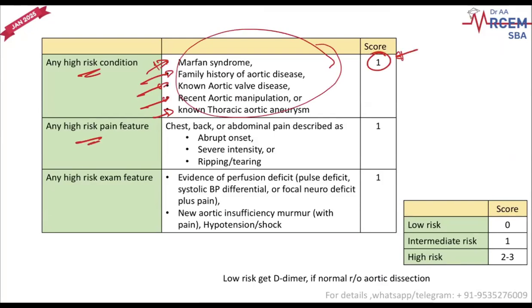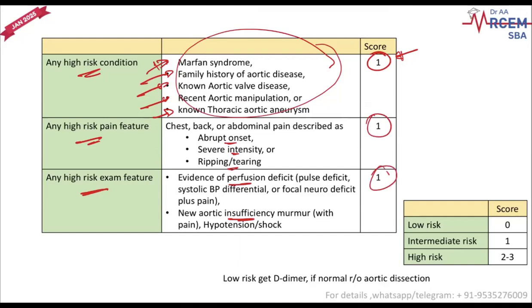High-risk pain features, the classical presentation of the pain: sudden onset, severe in intensity, and radiating to the back. He describes it as a tearing or ripping kind of pain. Then high-risk features are present if there is evidence of a perfusion deficit, or any evidence of a new murmur suggestive of aortic insufficiency, basically an aortic regurgitation murmur. Then you get one more point.